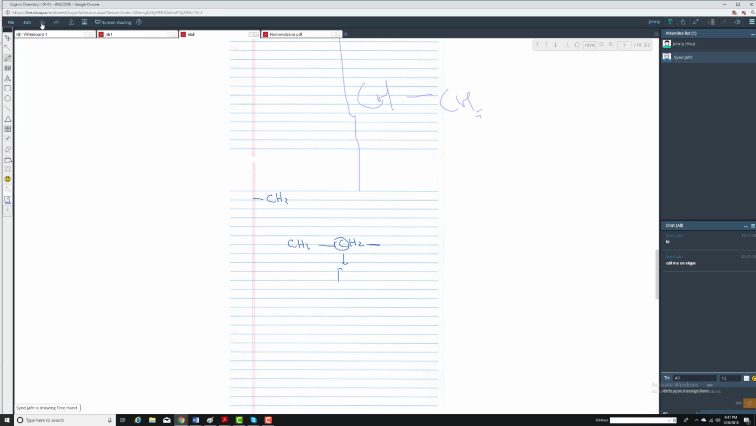This carbon is what? Primary carbon is that one which has only one side carbon, one directly attached carbon. One directly attached carbon. Now let me explain these things. Am I right?